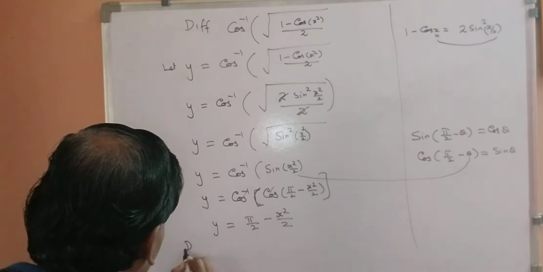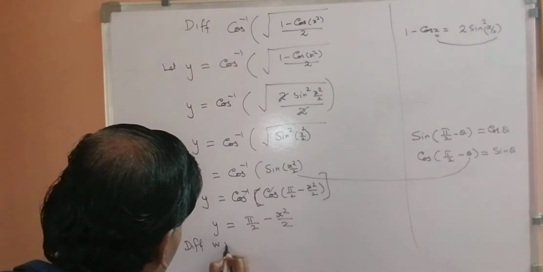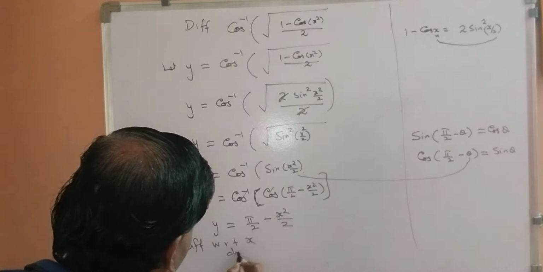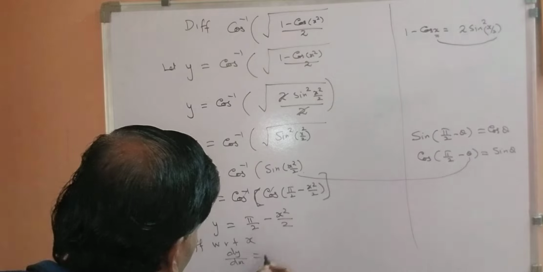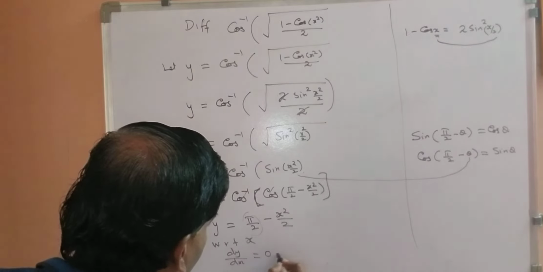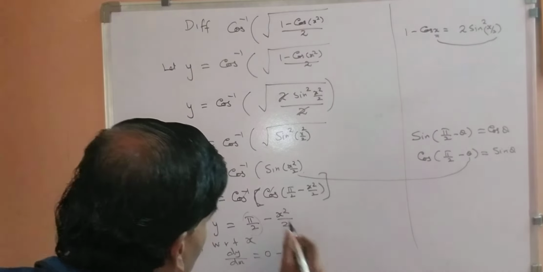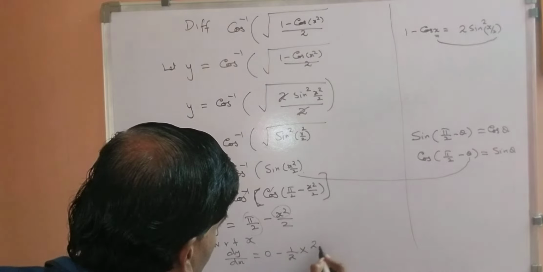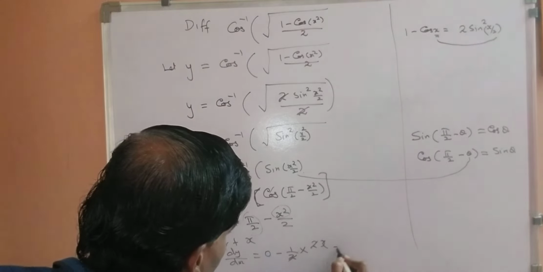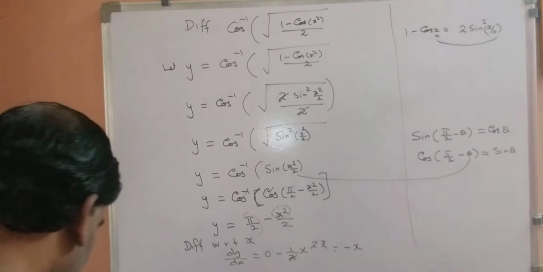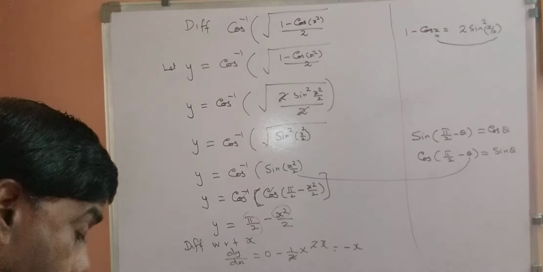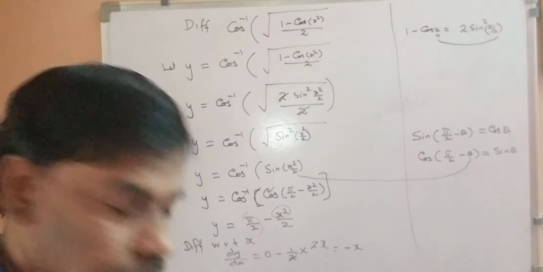Now we will differentiate with respect to x. dy by dx equal to, what is the derivative of a constant? 0, minus 1 by 2 into, what is the derivative of x square? 2x. So the answer is minus x. Followed or not? Next.